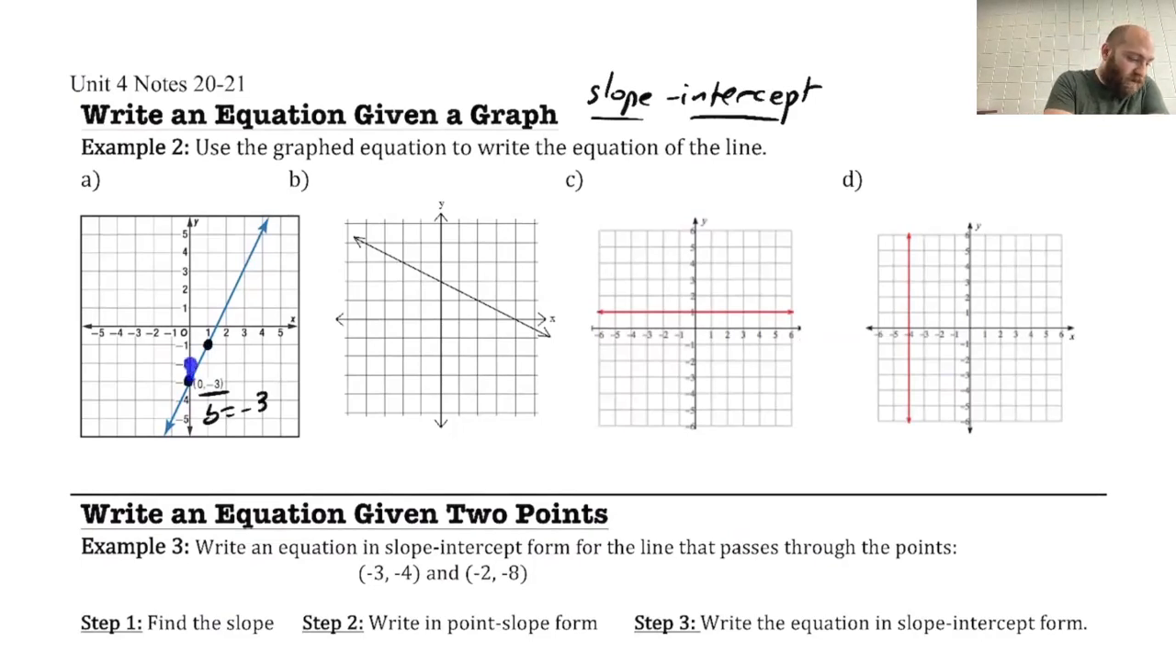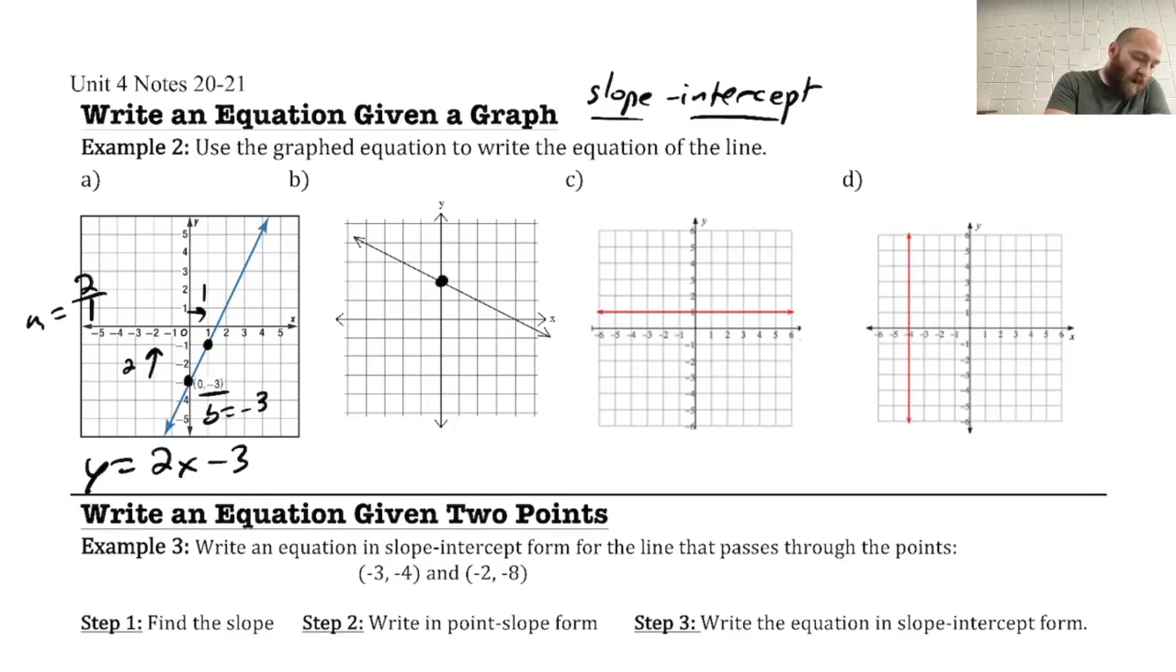From here, it goes up 2 to the right 1. Remember, slope is rise over run. So I'm going up 2, that's a +2, and to the right 1 is a +1. There's my slope. So y equals 2x minus 3.